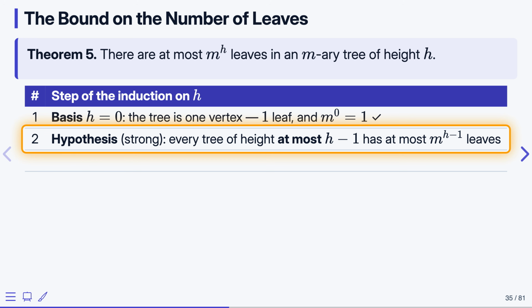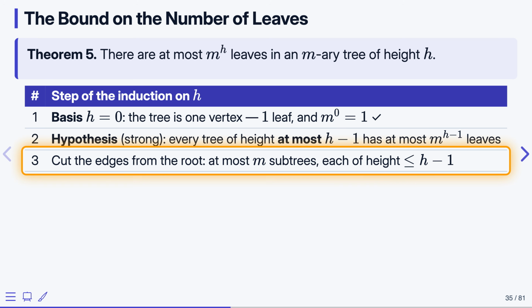Step 2. Now the hypothesis, and we take the strong form. Assume every tree of height at most h-1 has at most m to the power h-1 leaves. We need the words at most here, because the pieces we are about to make can be shorter than h-1.